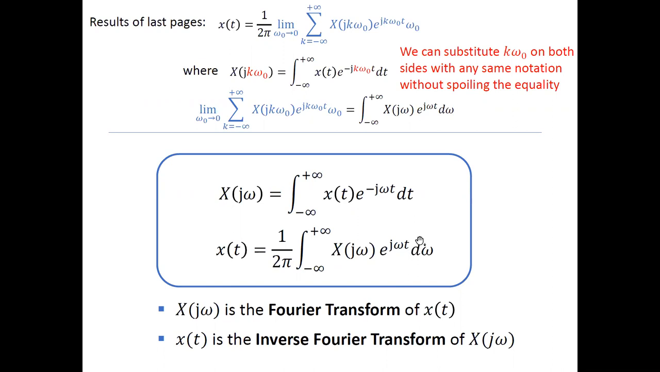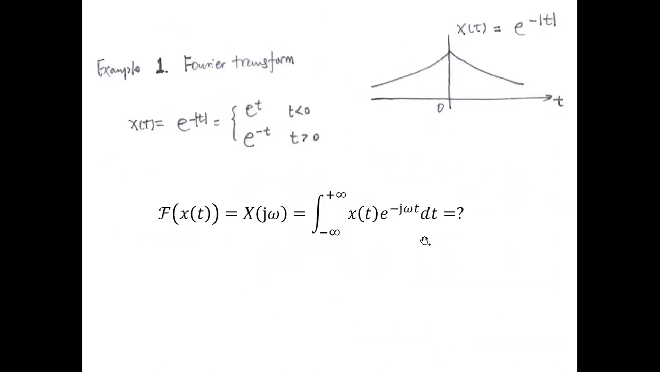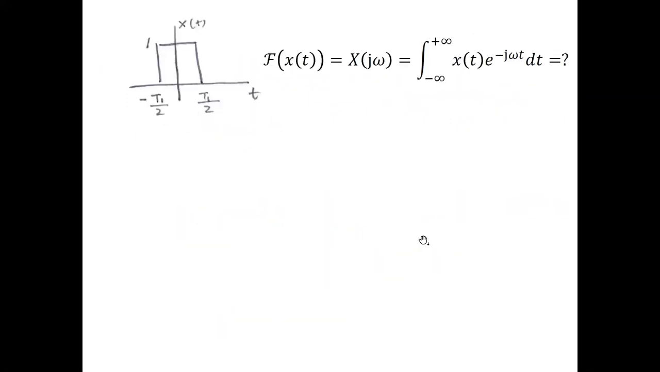And in this lecture, we will deepen our understanding of Fourier transform by looking at more examples. Last chapter, we already looked at the first example with double-sided exponential. Today, let's look at a new example. This is a so-called square waveform. Its expression is that x of t equals one between minus and plus capital T1 divided by two. Capital T1 is some constant that's given to you. And everywhere else, x of t equals zero.